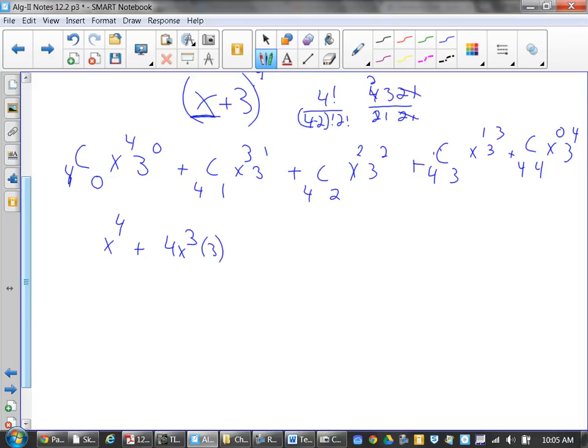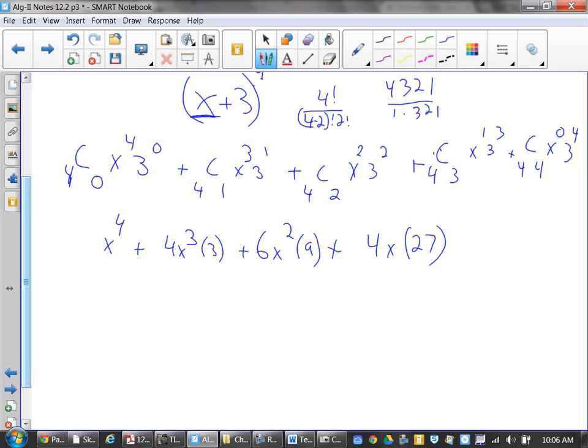And I will tell you one thing. You're going to know what 4 choose 2 is in like a day because you do these so often. It's the same number every time. So the next one we wind up with 4 choose 2, which was 6, x squared times 9. You okay on that? 4 choose 3. Remember that's 4, 3, 2, 1 over 1 and 3, 2, 1. So it would be 4. 4x times 27. You okay with that? And then the last one would be 4 choose 4, which is 1. x to the 0, so that's still a 1. And then it's 3 to the 4th, which is 81.